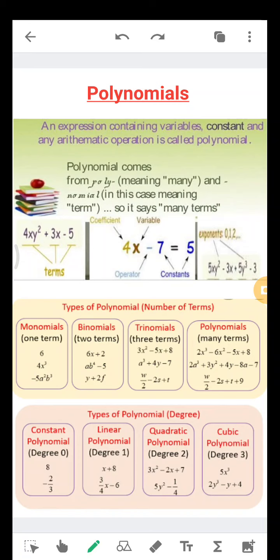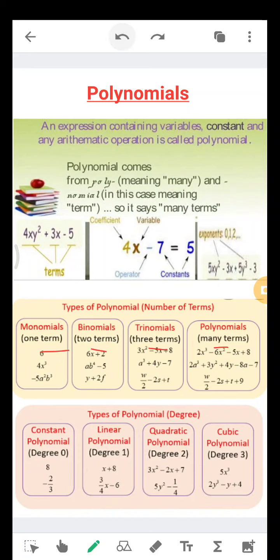Now when you say monomial, binomial, trinomial, here we see the number of terms: 1 term, 2 terms, 3 terms. Powers don't matter here, whatever the power may be. And when you say constant, linear, quadratic, cubic, here the power matters. Here we do not see the number of terms, we see the degree, that is the highest power.